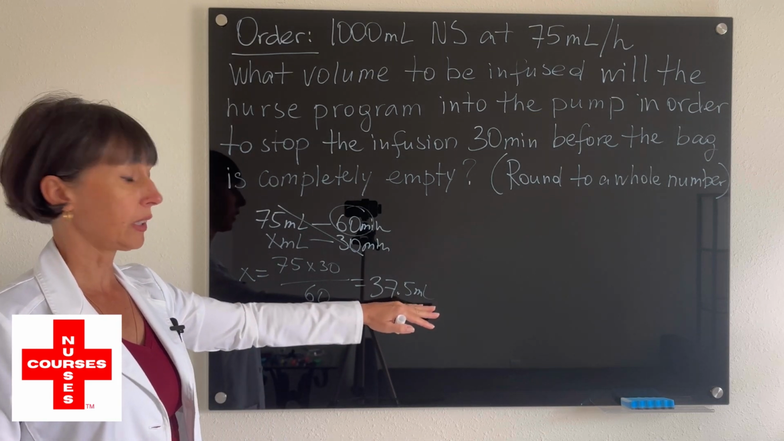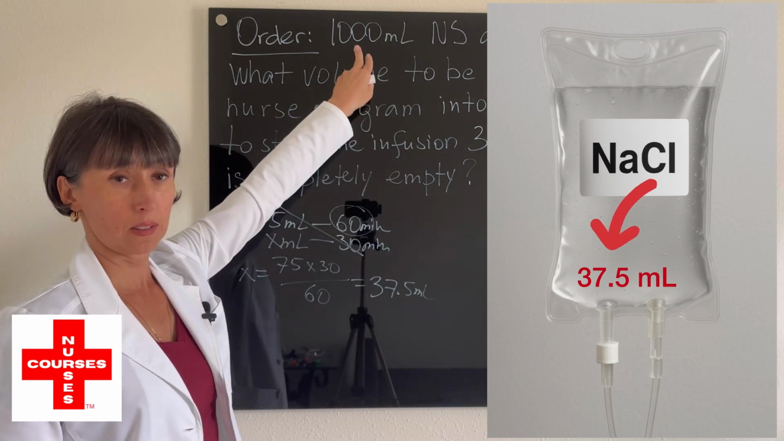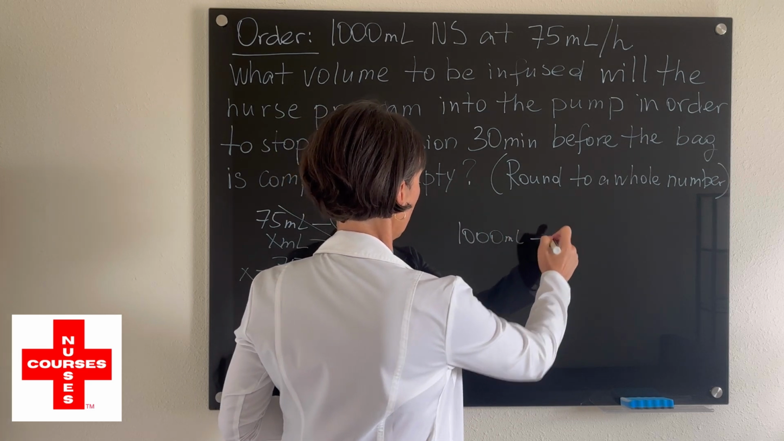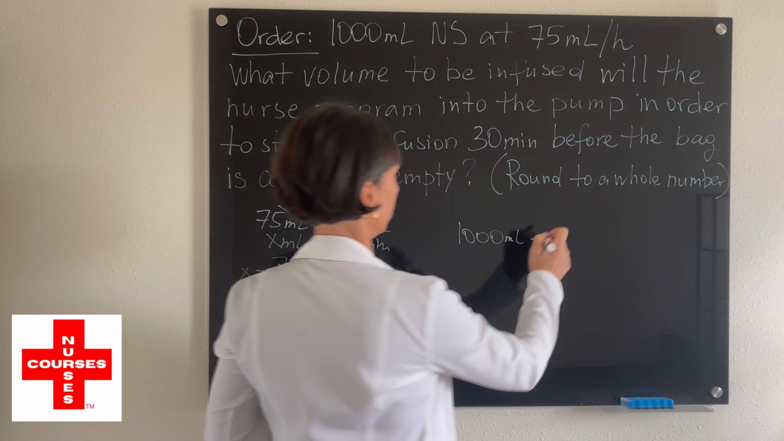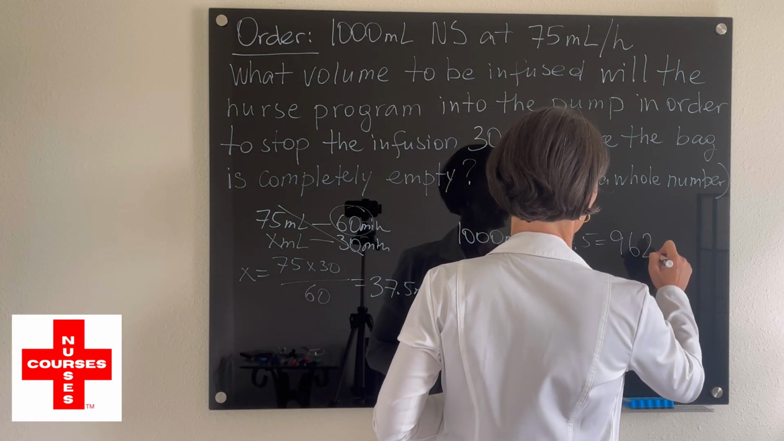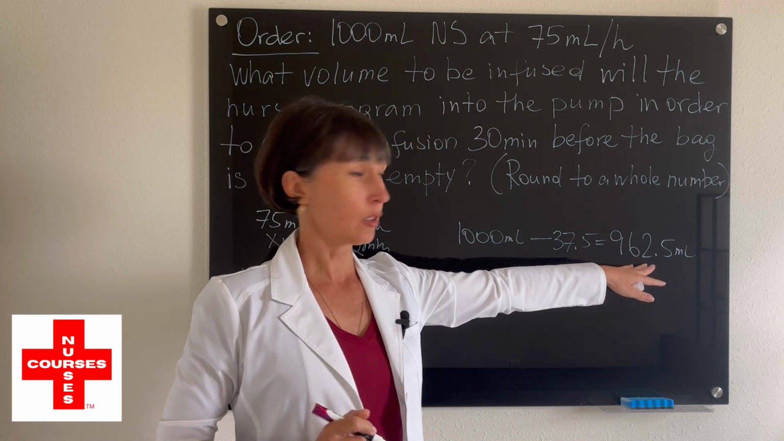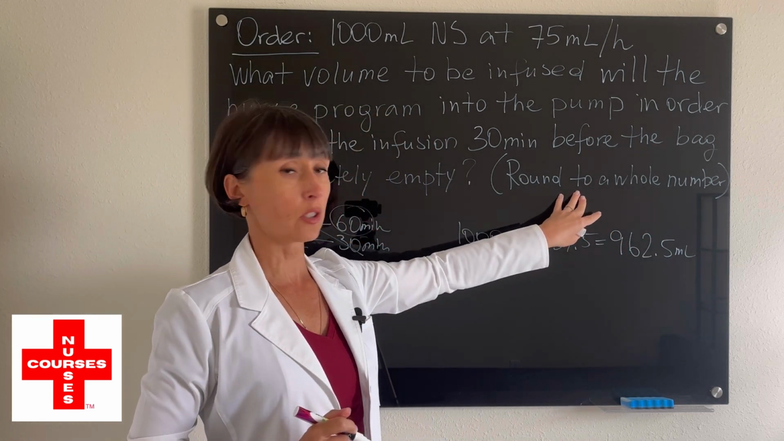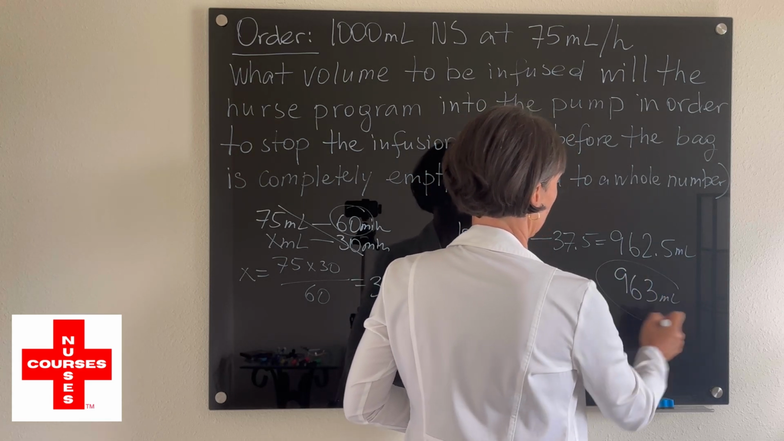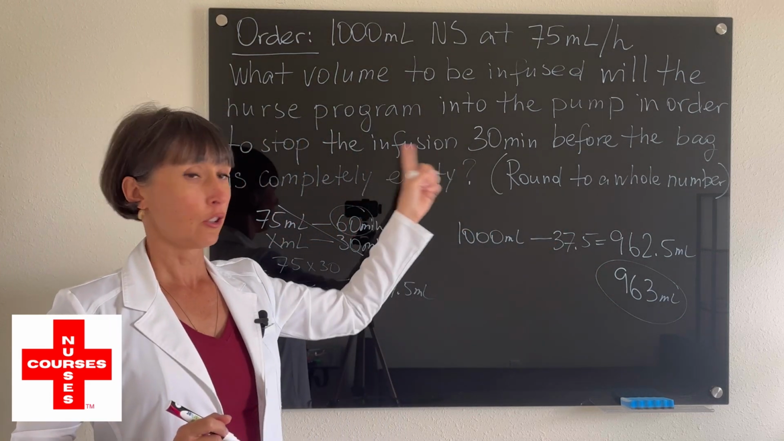This is how many milliliters I want to keep in a bag and infuse the rest. What's the rest? 1,000 milliliters minus what I want to keep. And I get 962.5 milliliters. I'm instructed to round to the whole number. And my answer is 963 milliliters. I will program the pump to infuse.